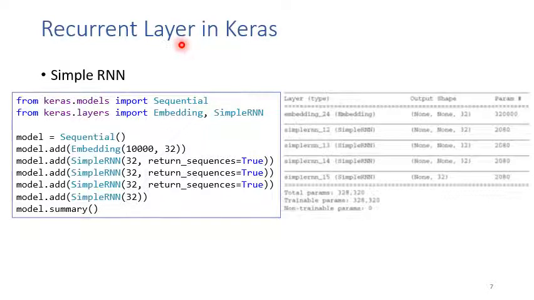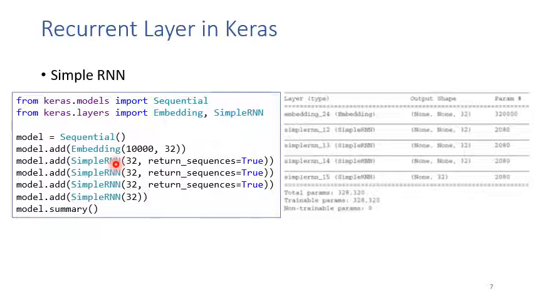The simple recurrent neural network we have implemented actually exists in Keras. The layer is just called SimpleRNN. So let's see how to use SimpleRNN in Keras. First, we create a sequential model. Then we can add one embedding layer if we want to do natural language processing. Then we can add the SimpleRNN layer. We can add more than one SimpleRNN layer. We can stack multiple layers.